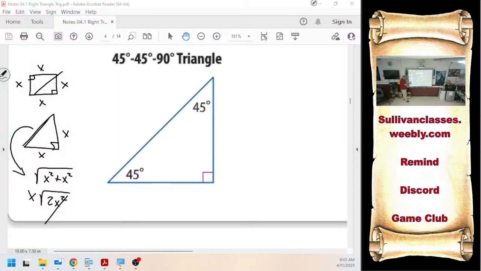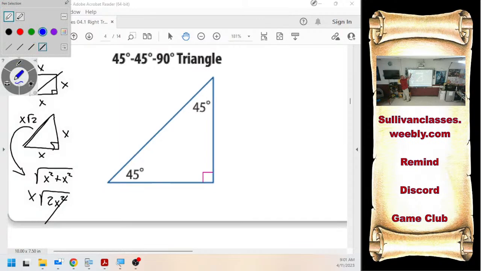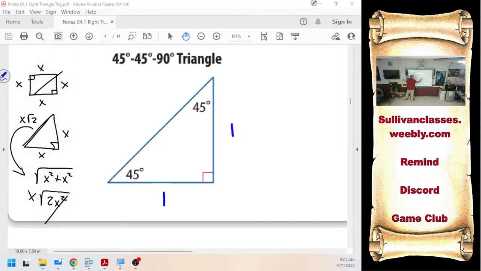Because you can't take the 2 out. The 2 can't come out of radical town. That's not a perfect square. So if this is x root of 2, x and x, the x's are just whatever the scale factor of your ratio is. This is 1, 1, square root of 2. And then I can scale that up or down however big or small I need to.